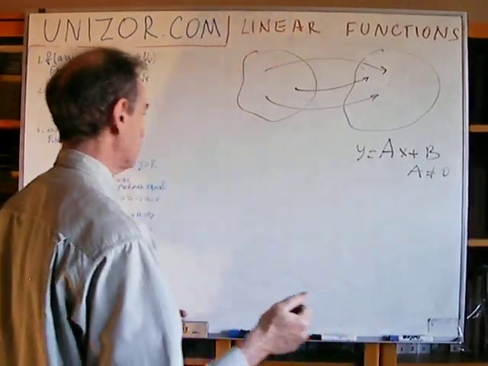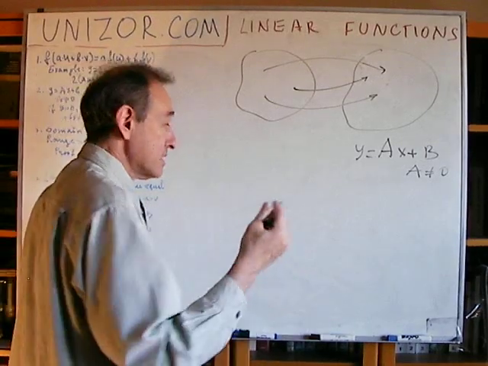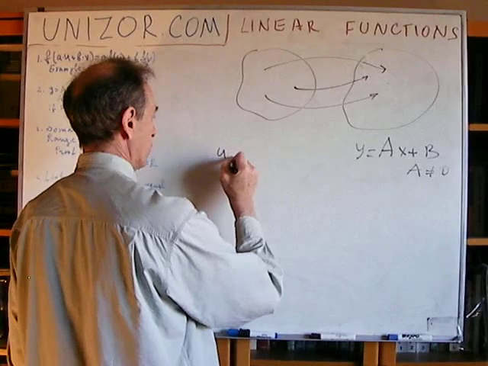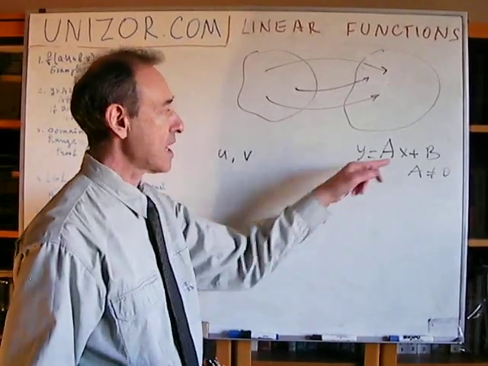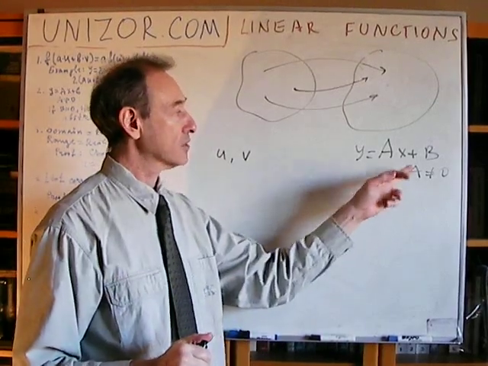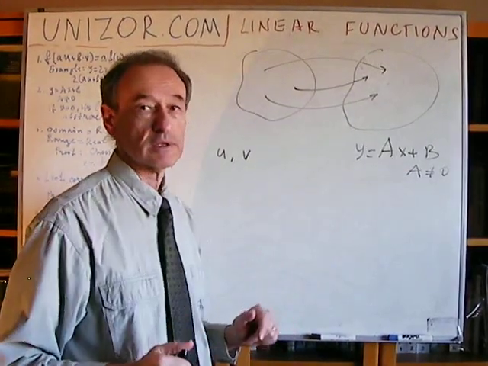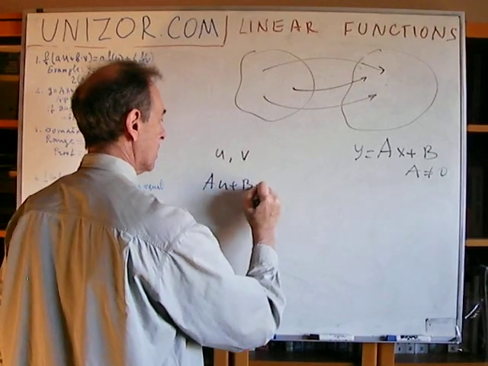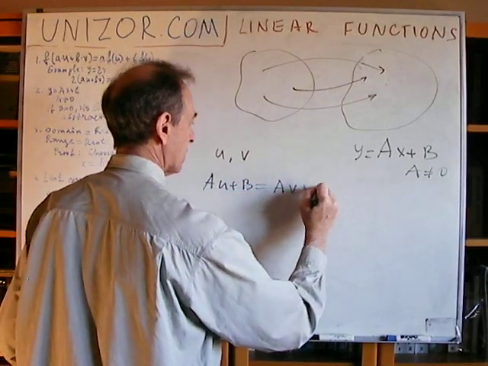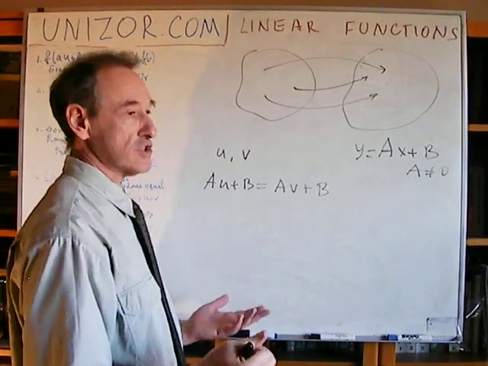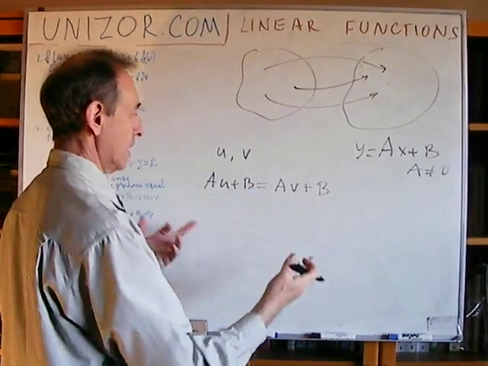Well, let's prove it. Let's assume there is a pair of real numbers, u and v, which, substituting them into this function, where a is not equal to zero, obviously, would result in the same number. So au plus b equals av plus b. Is it possible if u and v are different? Well, let's just think about it. Now, these are equal, right?